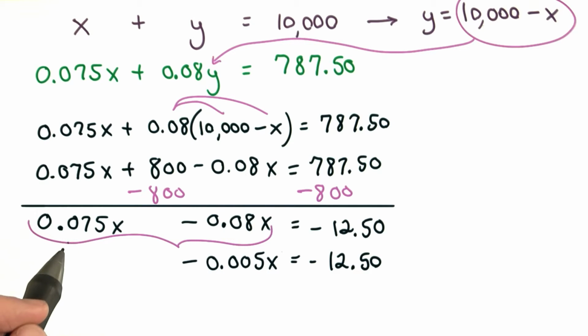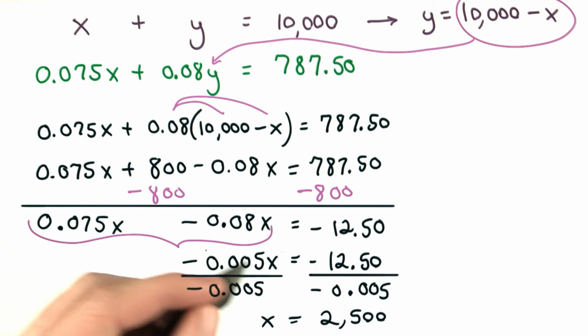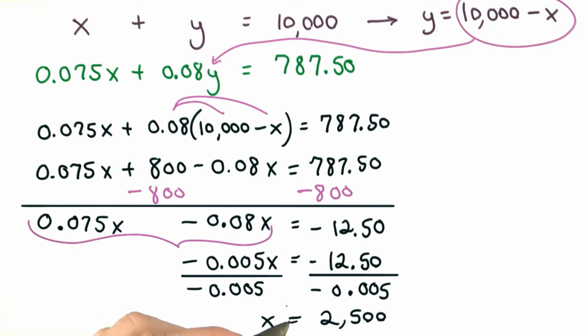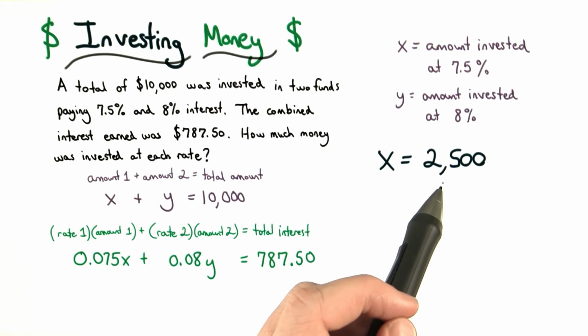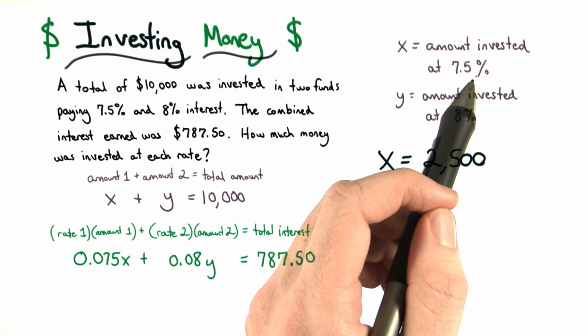Next, I combine my like terms, and I get negative 5,000ths times x. Then I divide by the coefficient of x to get x is equal to 2,500. But we need to make sense of what this means. Let's look back at our problem. X is 2,500. Well, that's the amount of money I invested at 7.5%.